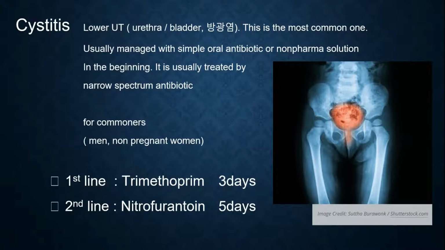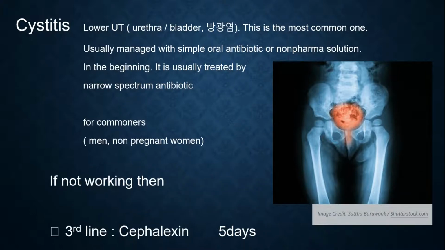Cystitis is managed simply with oral antibiotics or non-pharmacological solutions. In the beginning, it is usually treated by a narrow spectrum antibiotic. As you can see in the picture, this is for uncomplicated cystitis, which includes men and non-pregnant women. The first line is trimethoprim for 3 days or nitrofurantoin for 5 days. However, if this is not working, then we can use cephalexin for 5 days instead.